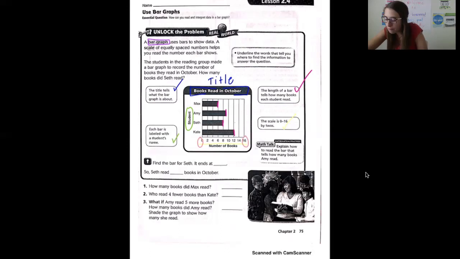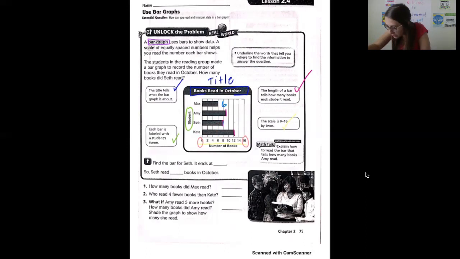First we're going to look at Max. If I draw my line straight down looking at Max, how many books did Max read? 6. Good. If you said 6, you are correct. And I'm going to erase this each time so it's not confusing. I don't want to confuse anyone. Now, let's look at Amy. I'm not going to look at Amy right now because Amy's in the middle, so I want to talk about that in a second. But I'm going to look at Seth real quick.